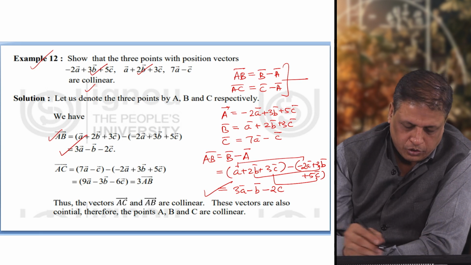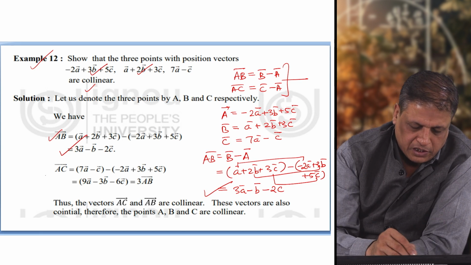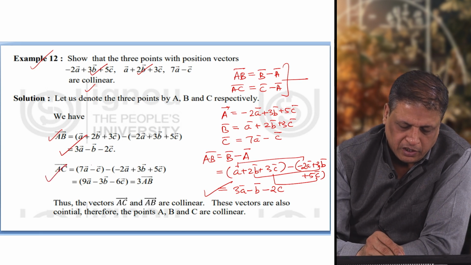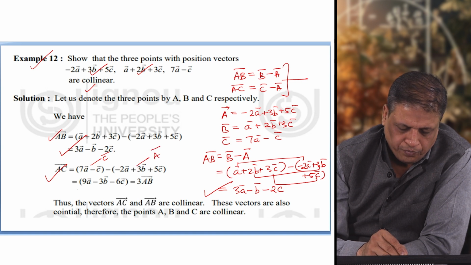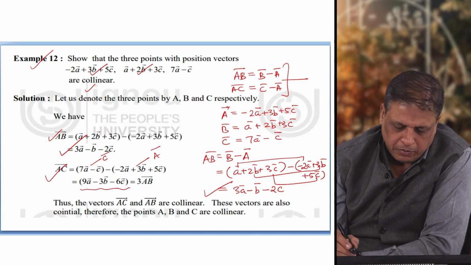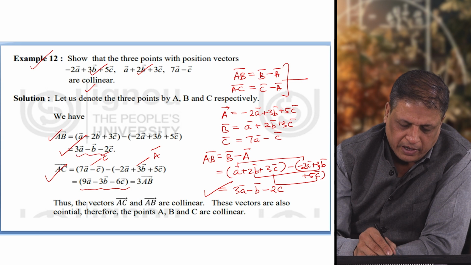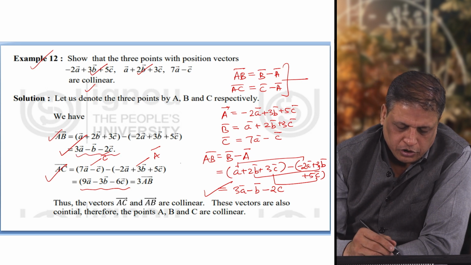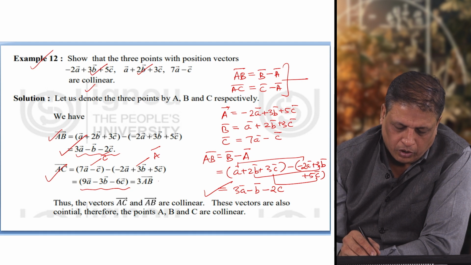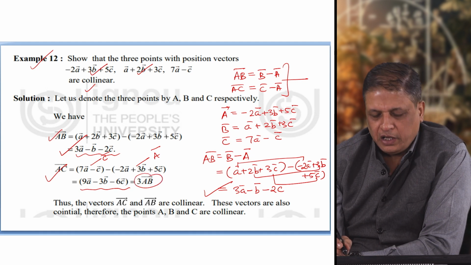On the same lines, you can get the vector AC is equal to C vector minus A vector. This is our C vector, this is our A vector, and this solves to 9A plus 3B plus 6C, and AB vector is 3A plus minus B minus 2C. So, looking at two vectors, you can always see that AC is nothing but 3 times of vector AB.